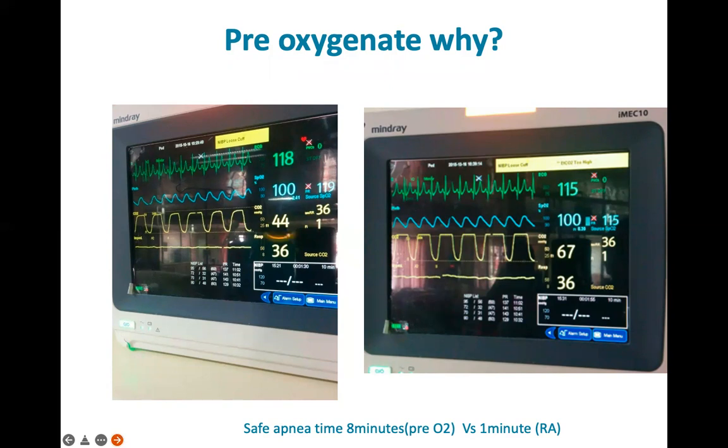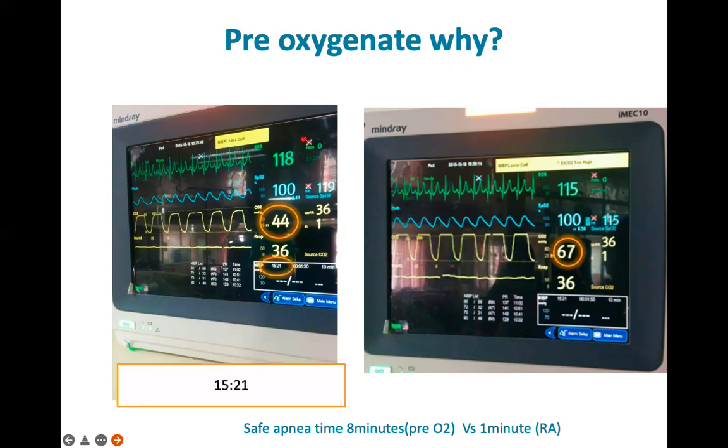So here, if you closely observe, you'll realize that in both these screenshots the heart rate and saturations are the same. But in the first one you have an EtCO2 of 44, whereas in the second one you have an EtCO2 of 67. The first one was taken at 321 and the second one at 331. That means two shots at a 10 minute interval, but the saturation and the heart rate remain the same.